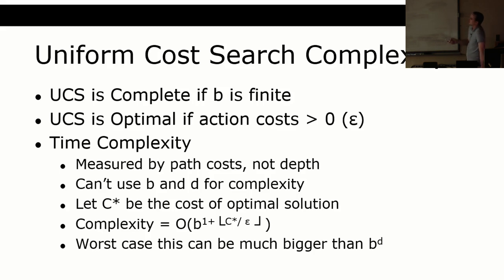If one algorithm gives us the optimal solution and one algorithm doesn't, it's usually the case that the optimal one is a bit slower. So if we have C star, which is the cost of an optimal solution, then the complexity is O of B to the 1 plus the ceiling of C star divided by epsilon, which has to do with the action cost. I'm not going to go into the proof of that, but I'm just showing you that the worst case is way bigger than B to the D, and the memory cost is the same. Okay, so uniform cost search is a way to get the optimal solution, but now our time and memory complexity are way bigger. So that's uniform cost search.